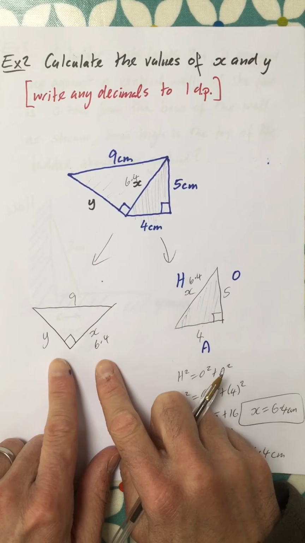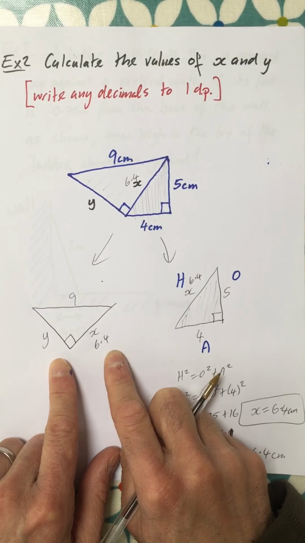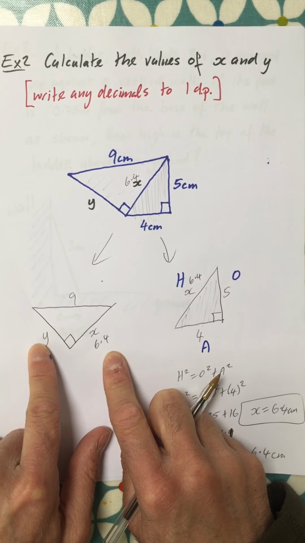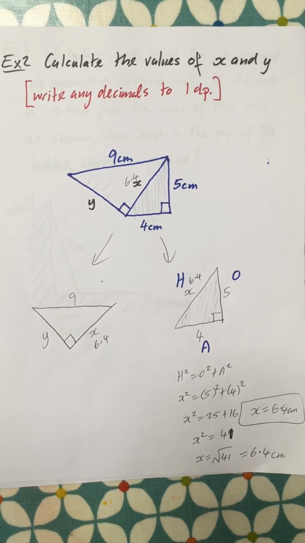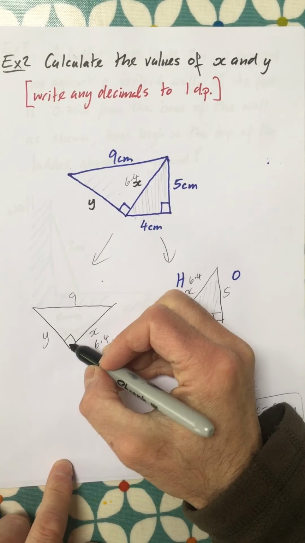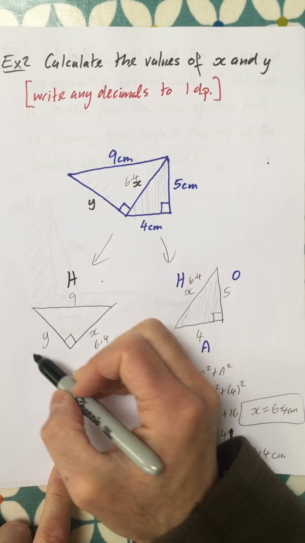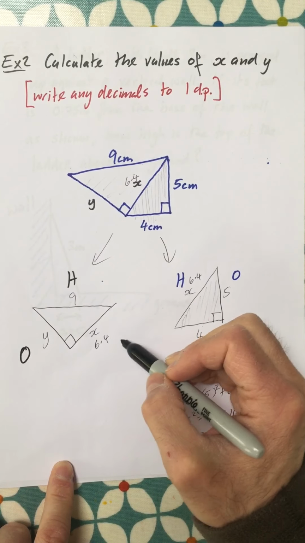And now you see we have a new clue. We now know the length of this is 6.4. We know this is 9. And now we've only got one mystery letter. So let's turn our attention to this guy. To do this guy, there's the right angle. So this is the hypotenuse. I'm going to call y O, and I'm going to call this guy A.